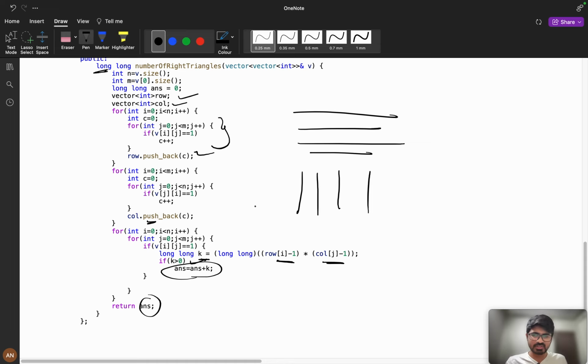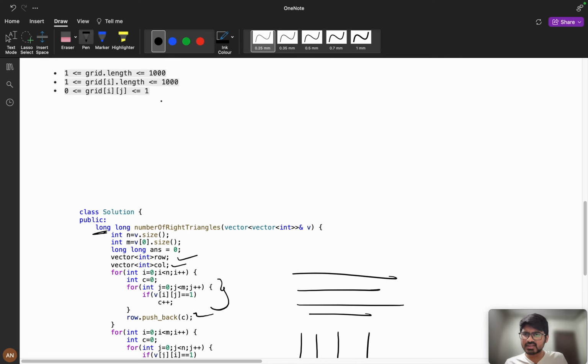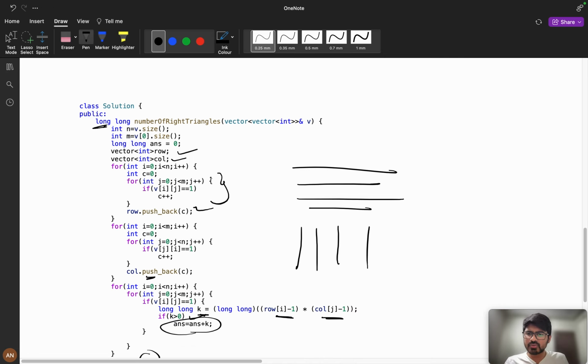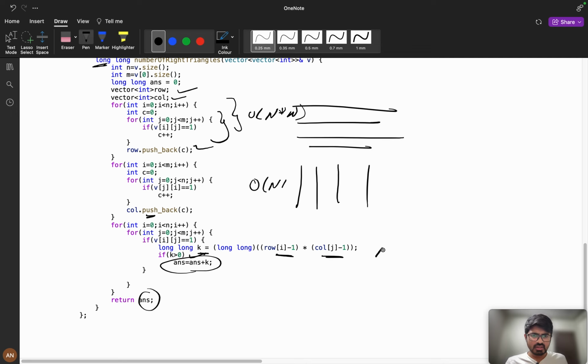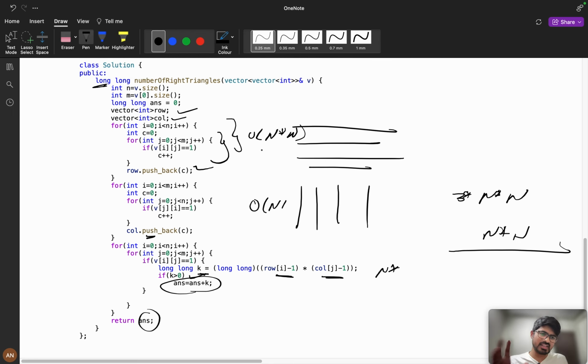Now let's see the time complexity. If you see here what we are doing, this is order of n into n, right? Same thing, n into n into n. So 3 into n into n, but overall you can say that it will be n into n, and we are not using any extra space. Sorry, we are using extra space called row and column, so it will be order of n.